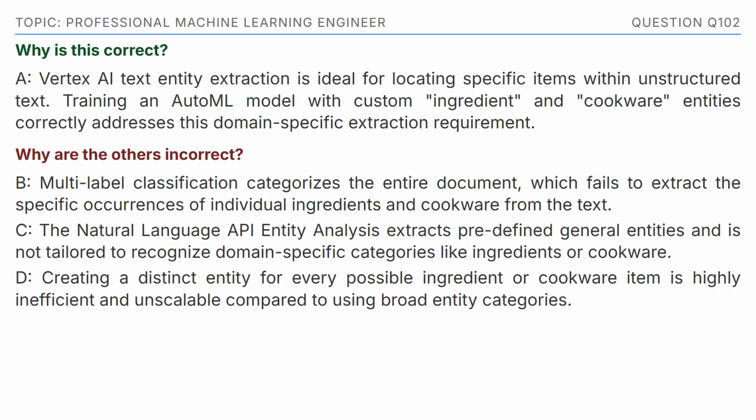B. Multi-label classification categorizes the entire document, which fails to extract the specific occurrences of individual ingredients and cookware from the text. C. The natural language API entity analysis extracts predefined general entities and is not tailored to recognize domain-specific categories like ingredients or cookware. D. Creating a distinct entity for every possible ingredient or cookware item is highly inefficient and unscalable compared to using broad entity categories.